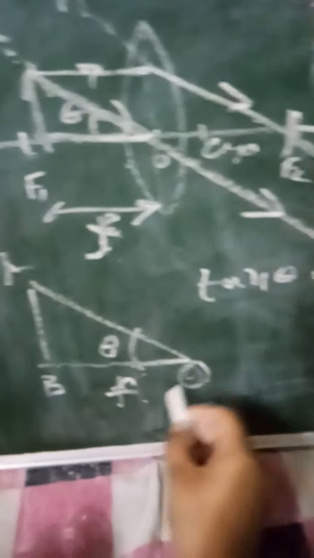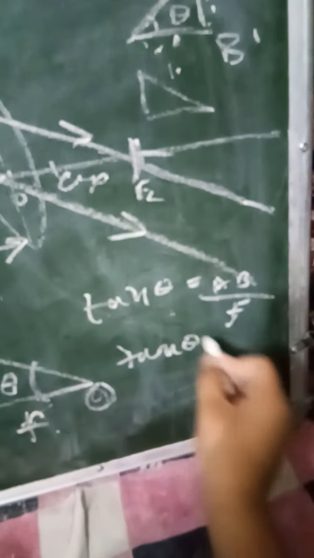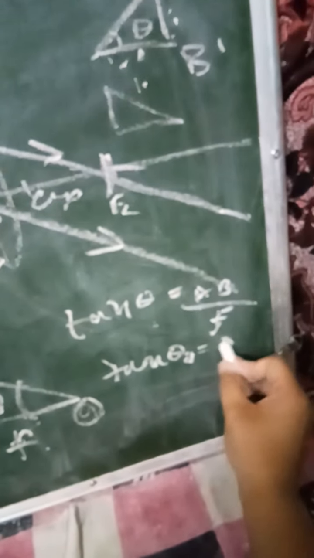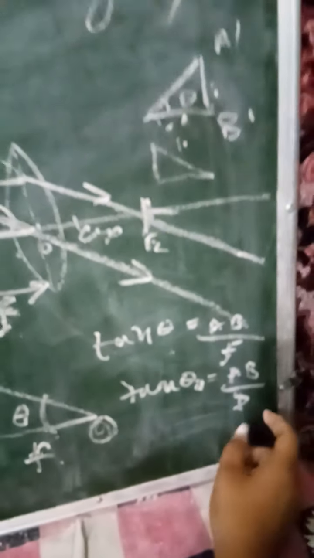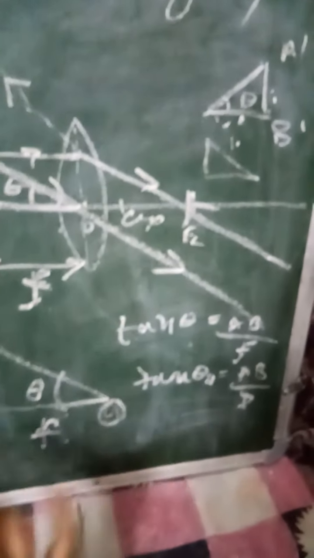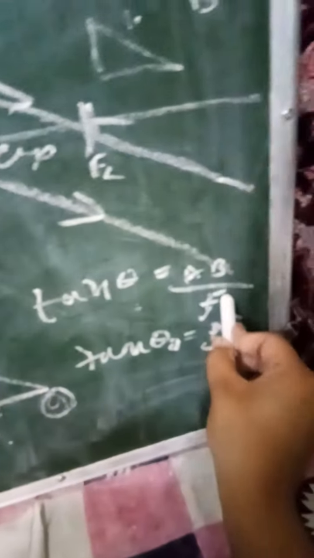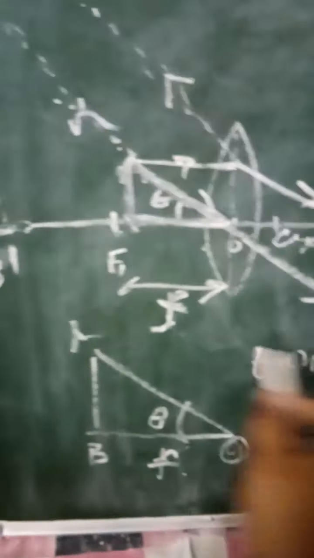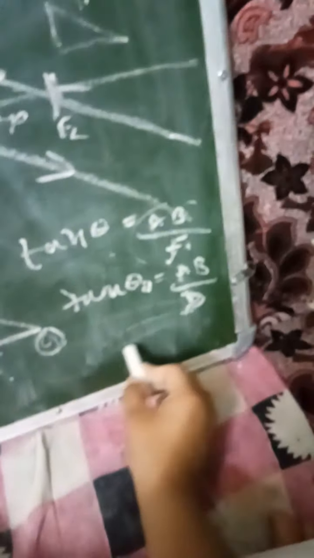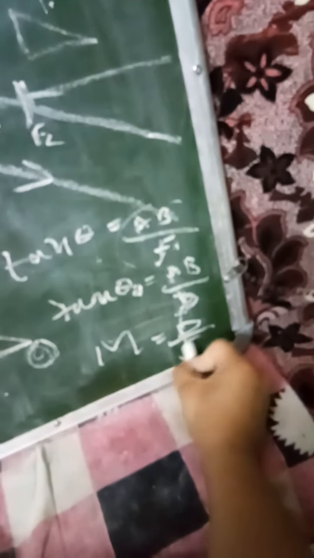This is f. For the image, and for the object AB to D, this is for the object. This triangle is for the object, and this triangle is for the image at infinity, so we take the distinct vision. So M equals D by F. This is the angular magnification in this case.